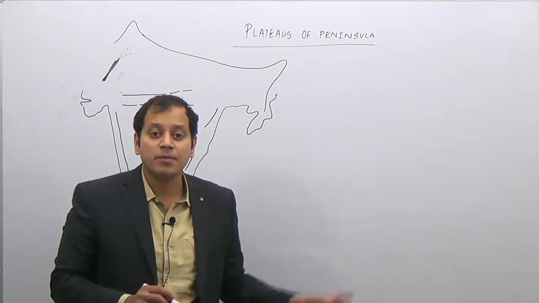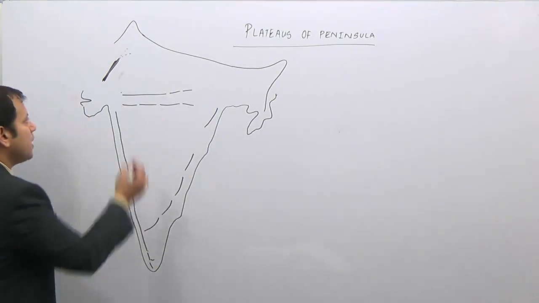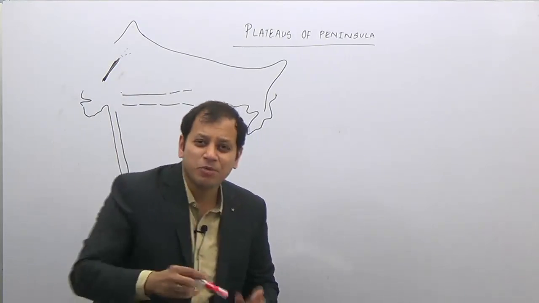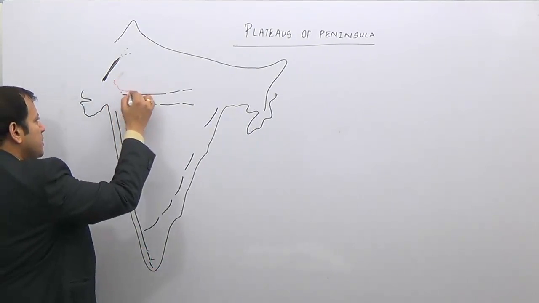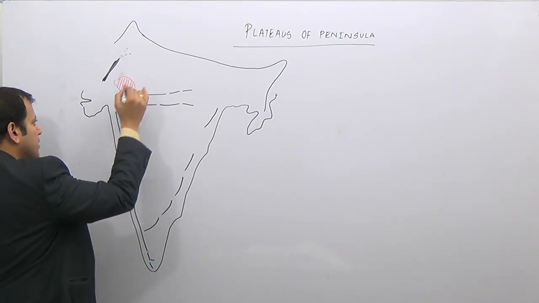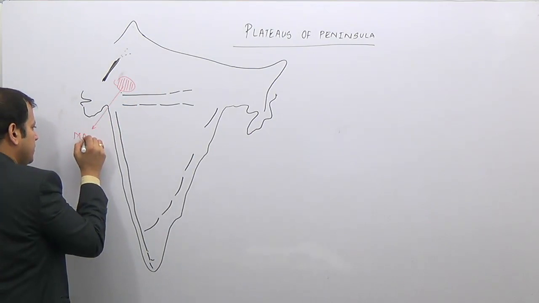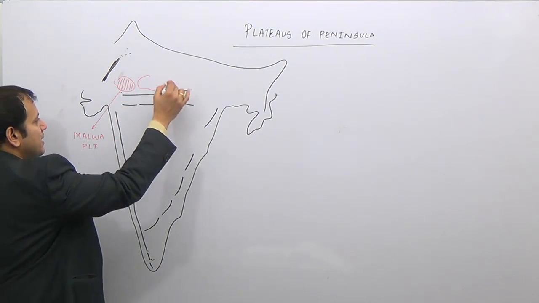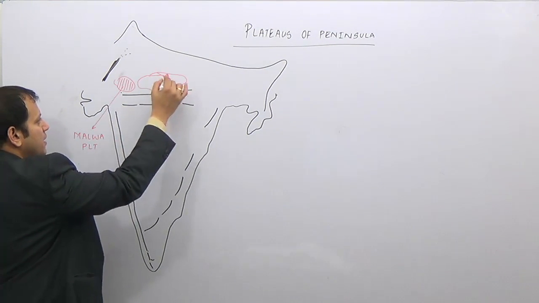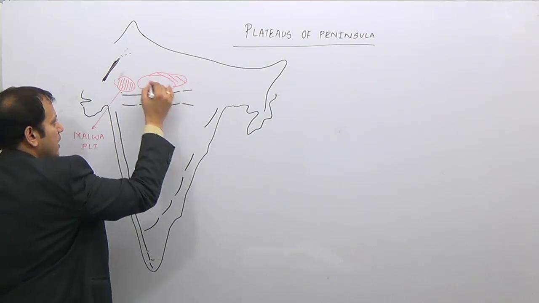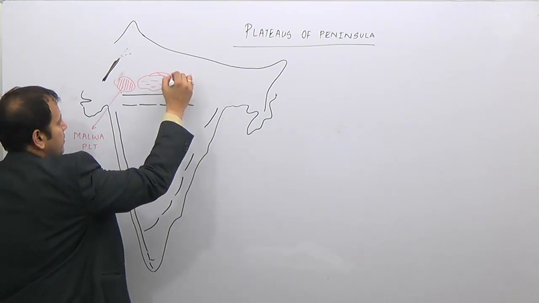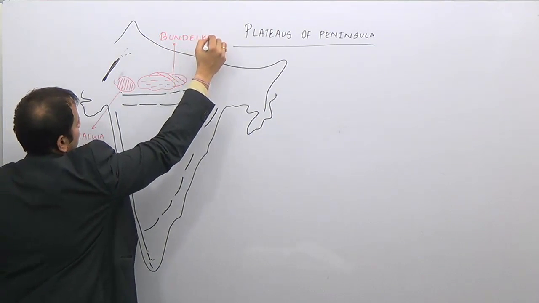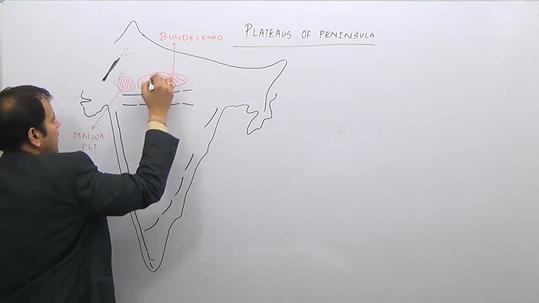Now let us study the next topic, the plateaus of the peninsula. These plateaus of the peninsula are known as different plateaus. Some of the important plateaus are the Malwa plateau region here. This plateau region is the Malwa plateau region. This plateau region here is the Bundelkhand and the Baghelkhand region. The northern part is the Bundelkhand region and the southern part is the Baghelkhand region.